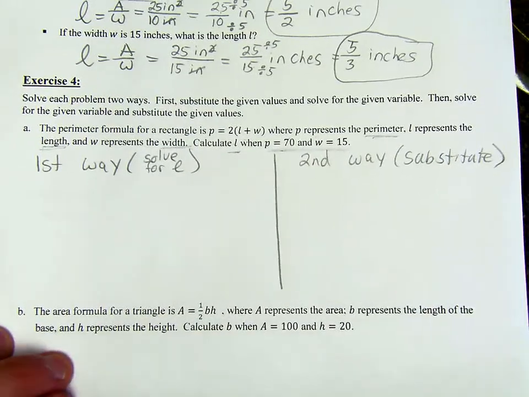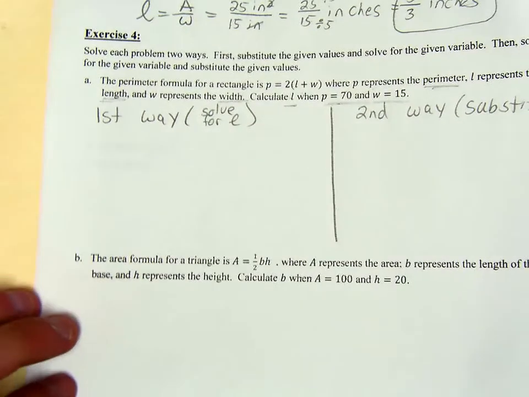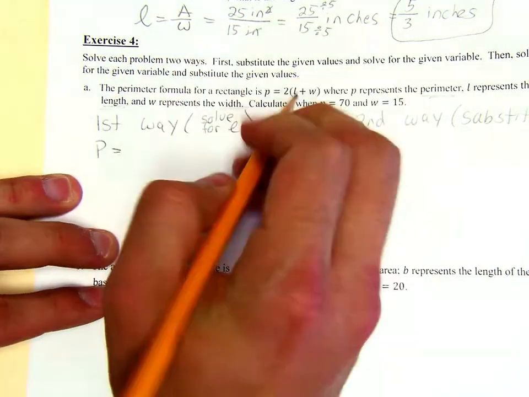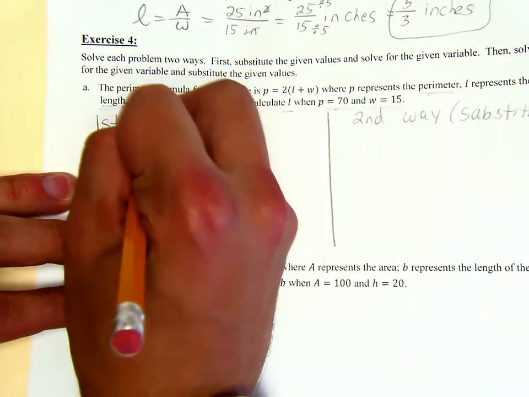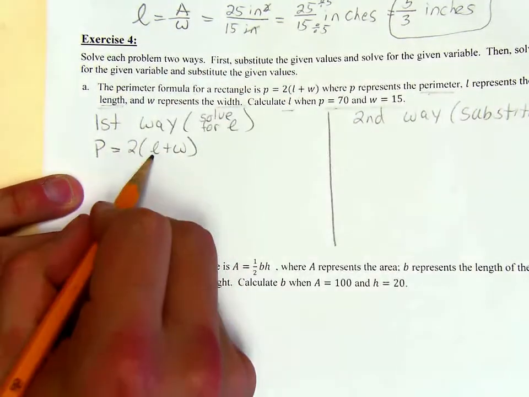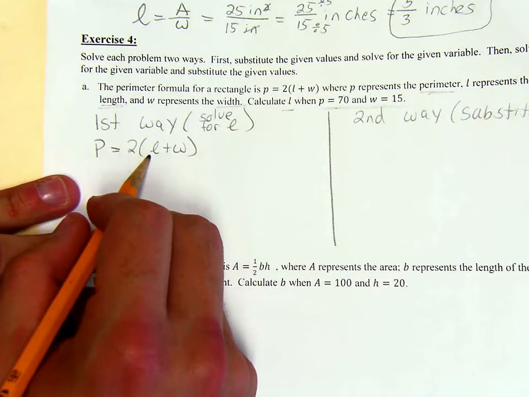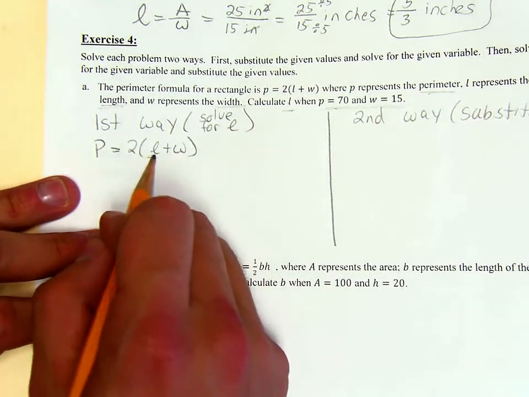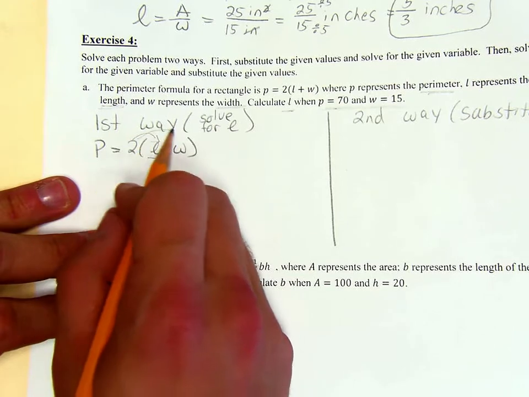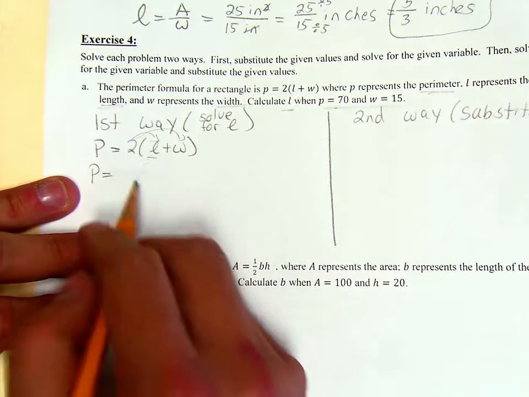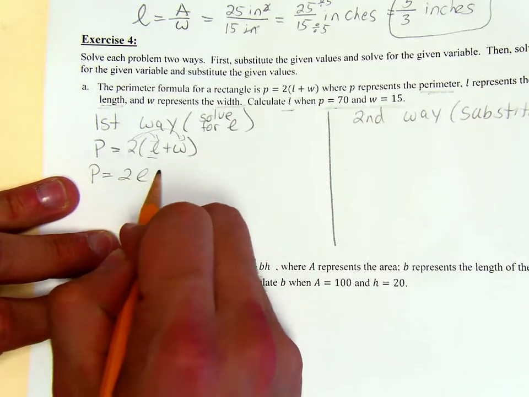So if we have our formula, perimeter is equal to 2 times L plus W. And we want to solve it for L first. So let's solve it for L. If we wanted to solve this for L, we have to distribute this 2. So we have that P is equal to 2 times L plus 2 times W.